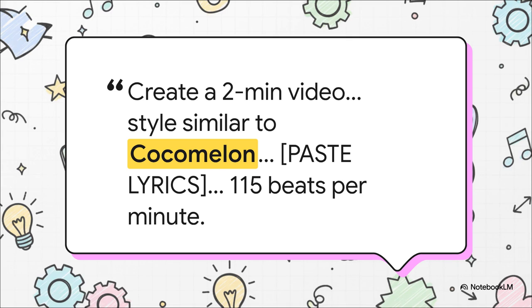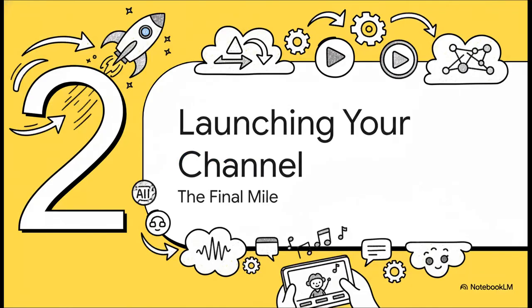And this is the magic prompt that brings it all home. Look at the details. We're specifying the visual style, make it like CoComelon. We paste in the lyrics we just got from our last step, and then get this. We even define the music, right down to the tempo, 115 beats per minute. Why that number? Because that's the exact tempo of Baby Shark. You hit go, and just a few minutes later, you have a complete professional-looking video. It's incredible.